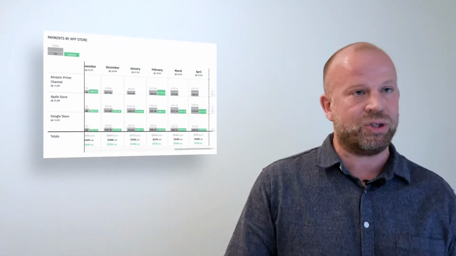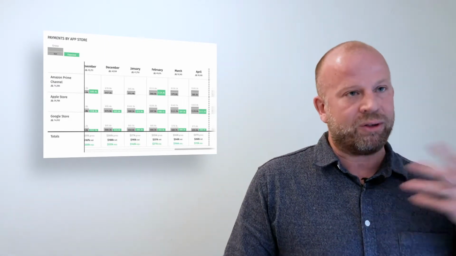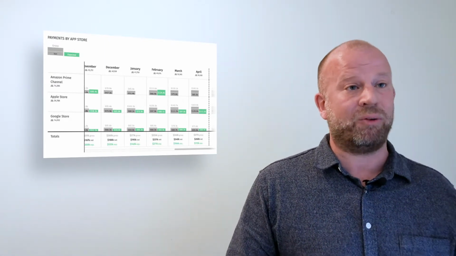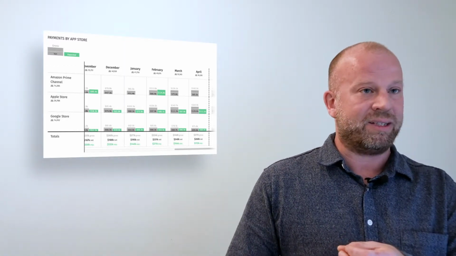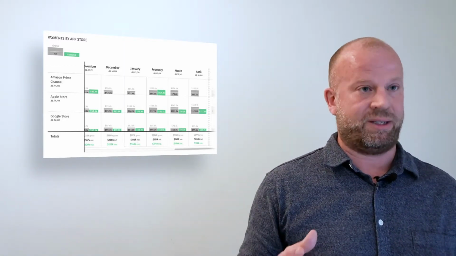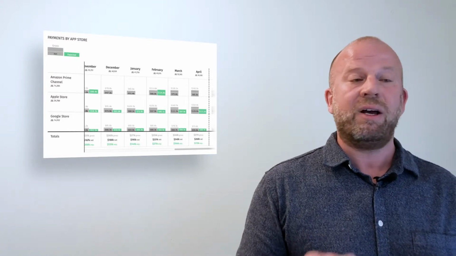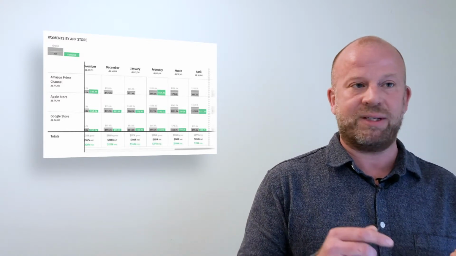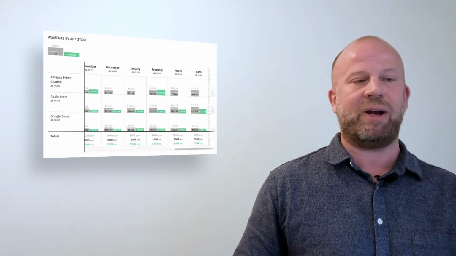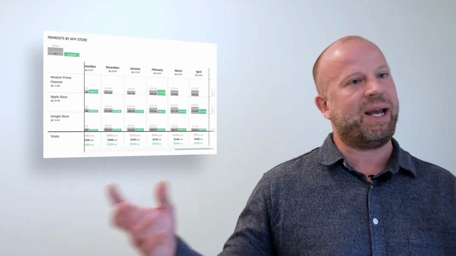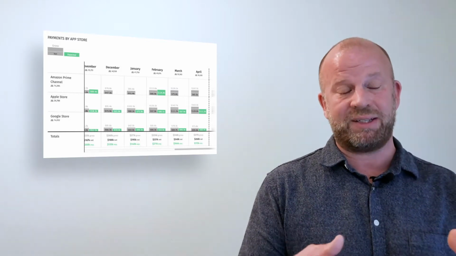Finally, we offer really interesting insight into both historical and projected recognizable revenue and payments. And while this sounds simple, it's actually a really great convenience, because every one of these stores has different payment timelines. So you're having to recognize revenue and then guess when you're going to get paid sometimes, and this puts it all in one place and makes it easy to see.